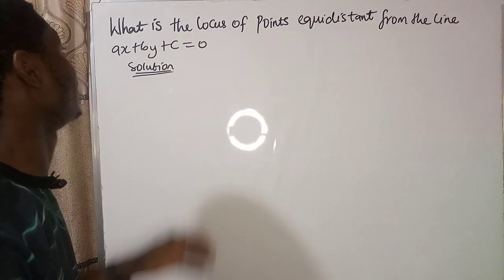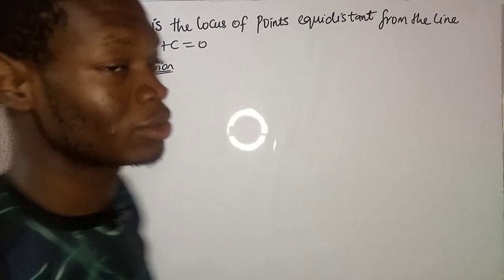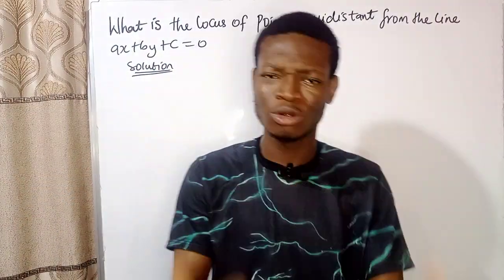Let's solve this math problem. They said, what is the locus of points equidistant from the line ax plus by plus c equals 0? Now, what is the locus of a point?